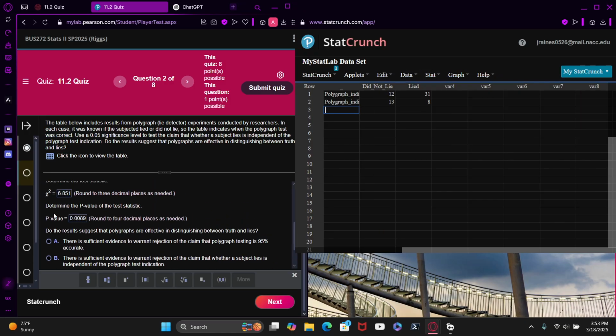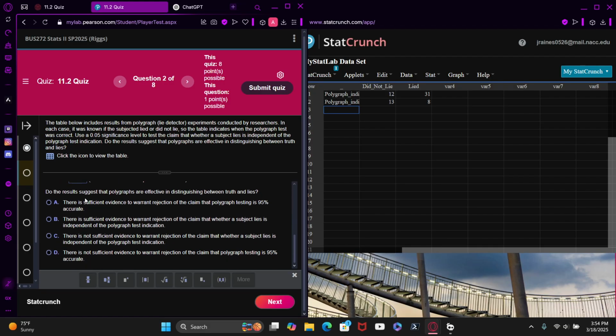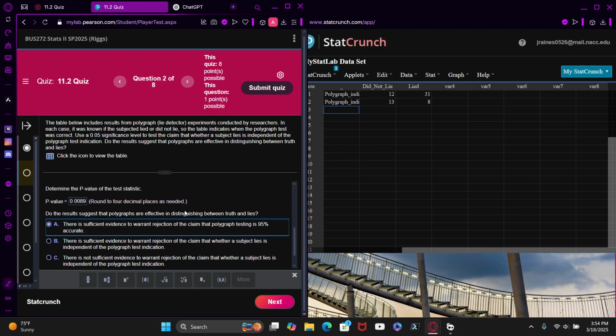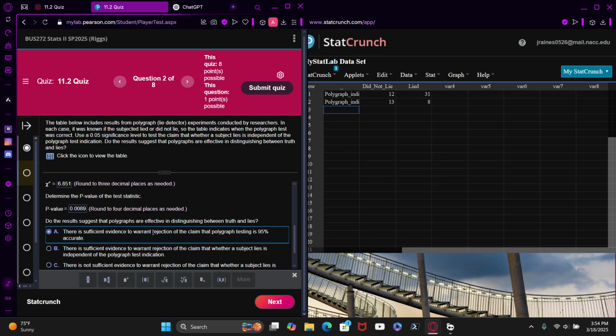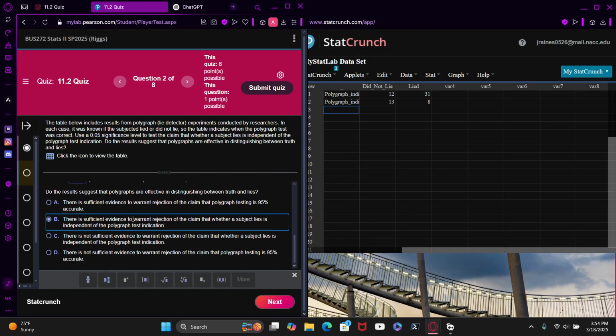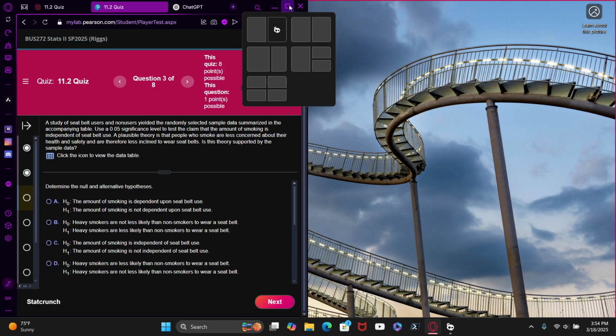Anyways, I understand it. The p-value is, so now is when this number comes into play. The significance level: if the p-value is less than this number, p is low. If p is low, the null must go. So there's sufficient evidence to warrant rejection. But you've got to figure out which one. You've got to read them. Whether the subject lies is independent of the polygraph test indication. So there is sufficient evidence to warrant rejection of the claim. You just have to read it carefully. Read the question carefully.